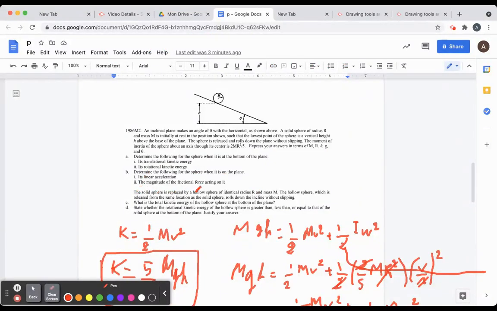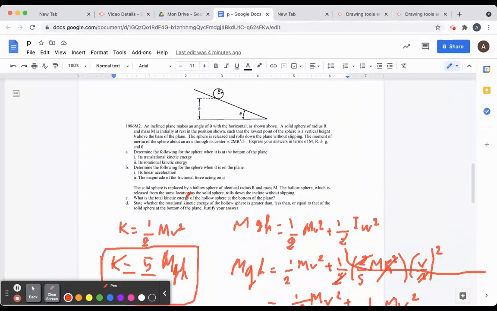And the solid sphere is replaced by a hollow sphere of identical radius r and mass m. The hollow sphere, which is released from the same location as the solid sphere, rolls down the incline without slipping. What is the total kinetic energy of the hollow sphere at the bottom of the plane? We know that the total kinetic energy is 1/2 mv square plus 1/2 I omega square, which is equal mgh. So basically this is the formula that you should use for C, and they're only asking for the total kinetic energy, which is mgh. So we can say K equal mgh, or 1/2 mv square plus 1/2 I omega square equal mgh.